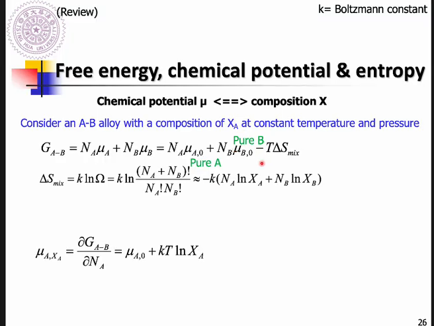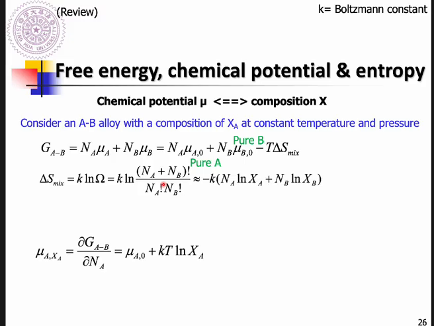And delta S mix means the entropy change during this mixing process. Based on thermodynamics, you can rewrite it as the Boltzmann constant times log omega. Omega is a combination number: Na plus Nb factorial, divided by Na factorial times Nb factorial. So this is the total combination number from mixing A and B together.